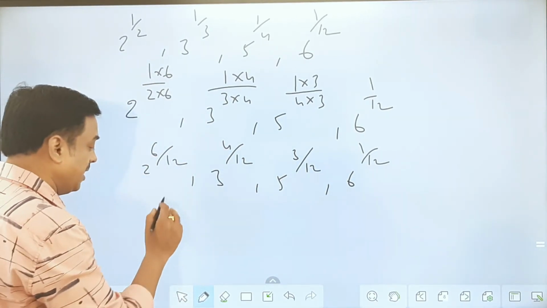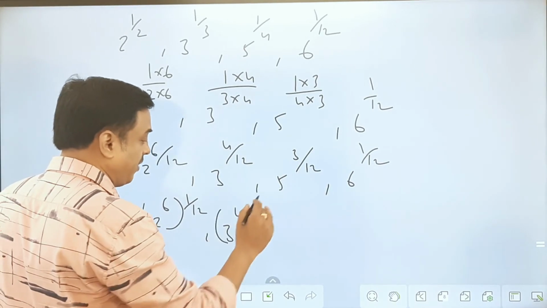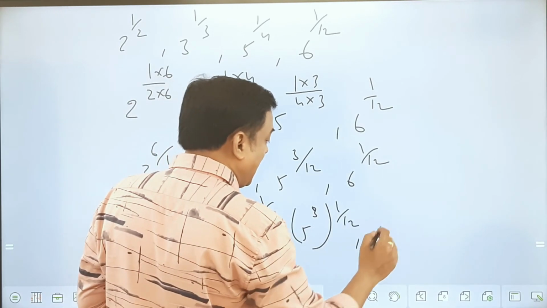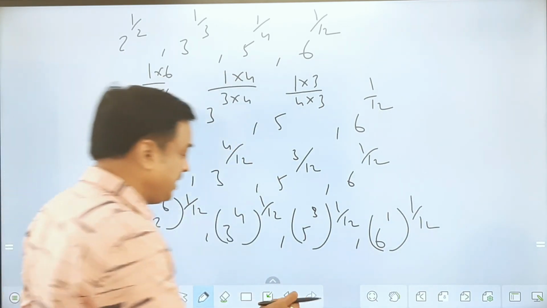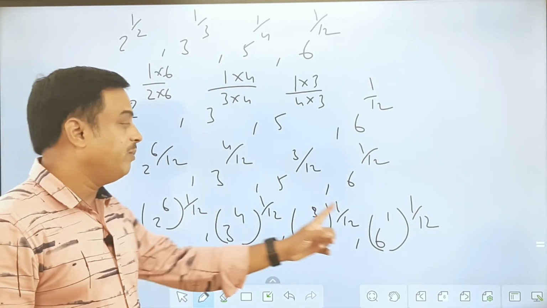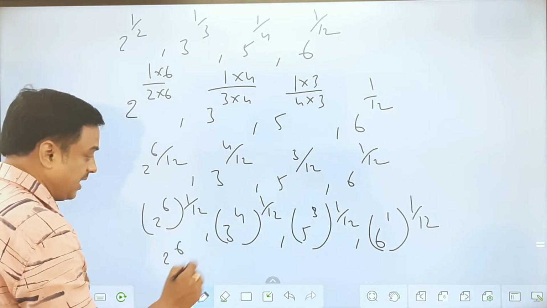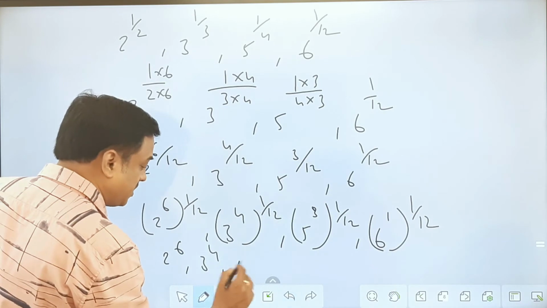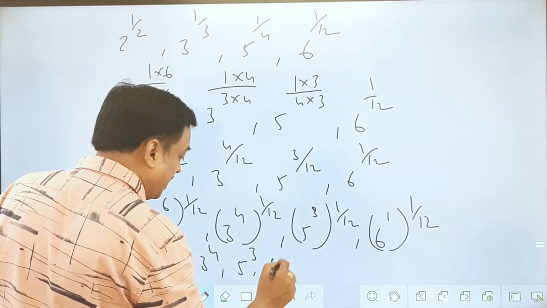Can I rewrite finally? 2 power 6 whole to the power of 1 by 12, 3 power 4 whole to the power of 1 by 12, 5 to the power of 3 whole to the power of 1 by 12 and 6 to the power of 1 whole to the power of 1 by 12. Now since all these have the same denominator, 1 by 12, all the powers are the same. Finally I am left with 2 power 6, then 3 power 4, then 5 power 3 and the last one, 6 power 1, is what I am left with.